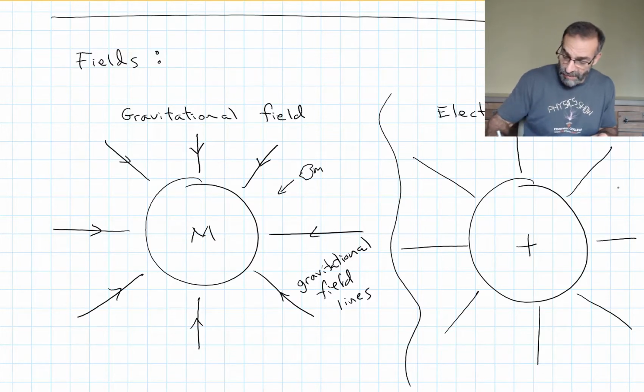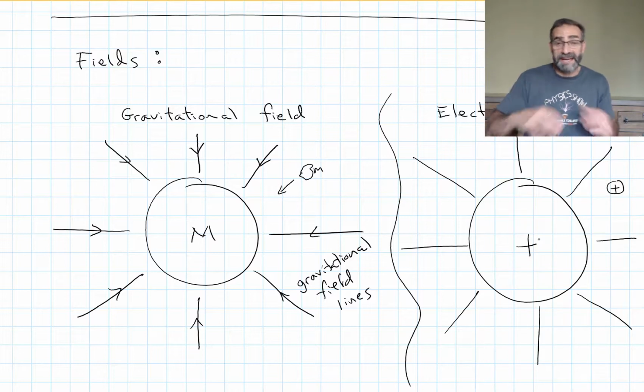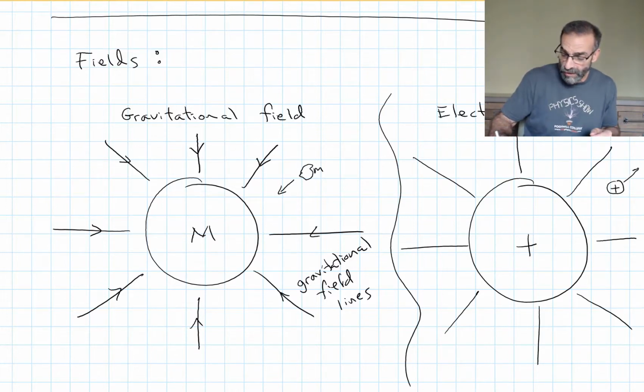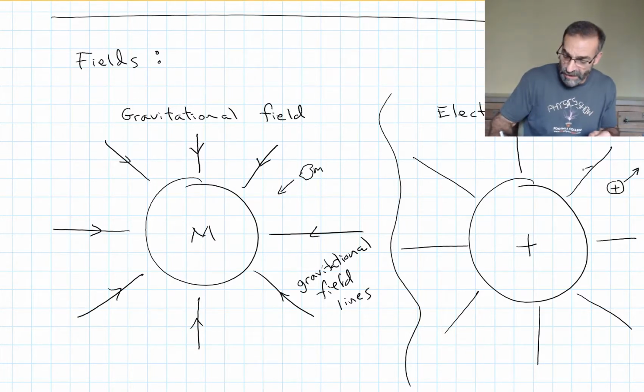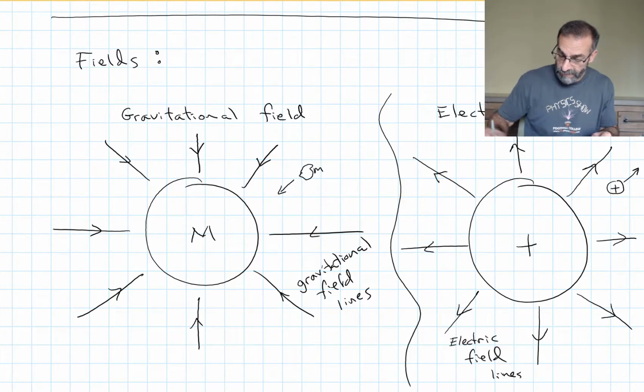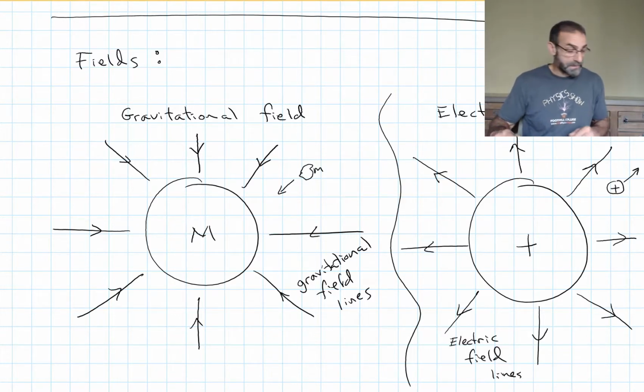So if I stuck a positive charge here, it would be repelled by this massive positive charge at the center. It would go outward. So that's the direction my electric field points. It points away from a positive charge, and it points toward a negative charge. So I'm going to go ahead and put arrows on my electric field lines. Electric field lines.